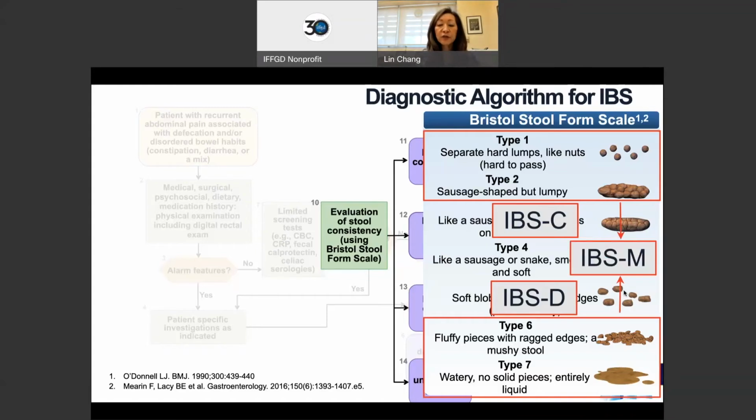And this Bristol Stool Form Scale does correlate with transit time. The type 1 or 2, the constipation type, means that the stool moves through the colon slower. And the type 6 or 7 stools, loose, watery stools, the stool moves through the colon faster.